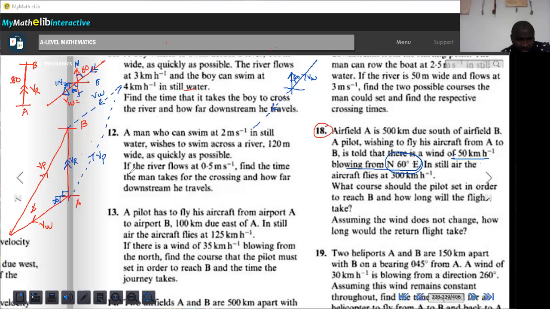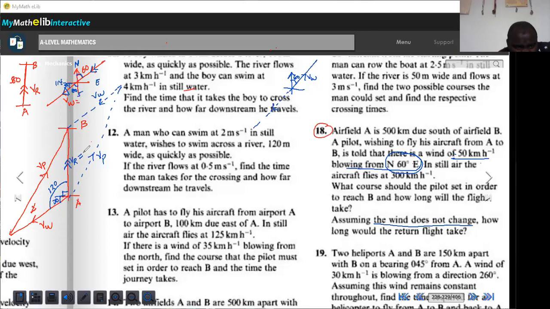So are we ready for the angle? Look at this angle. Do you see that this angle is going to be 120? Now, there's a thing I want to handle at once here. You see what the question said? Assuming the wind does not change this final bit, how long would the return flight take? I'm going to handle this number at once because time is flying so fast. Otherwise, you can handle it bit by bit.